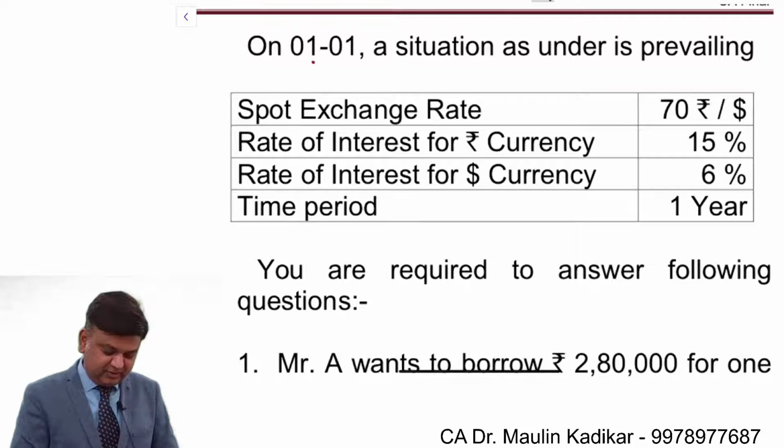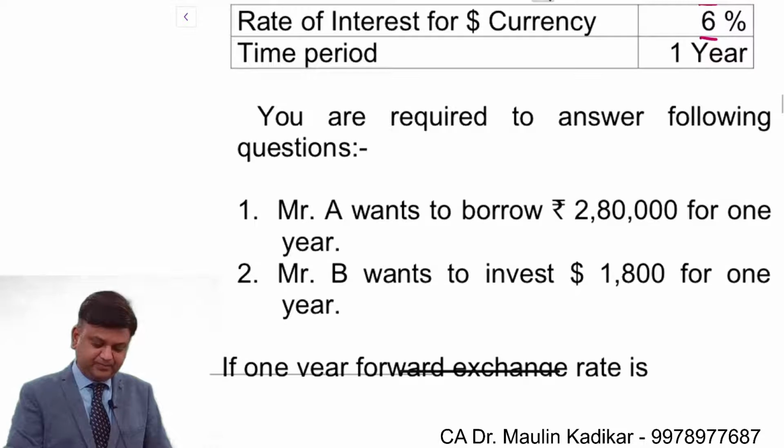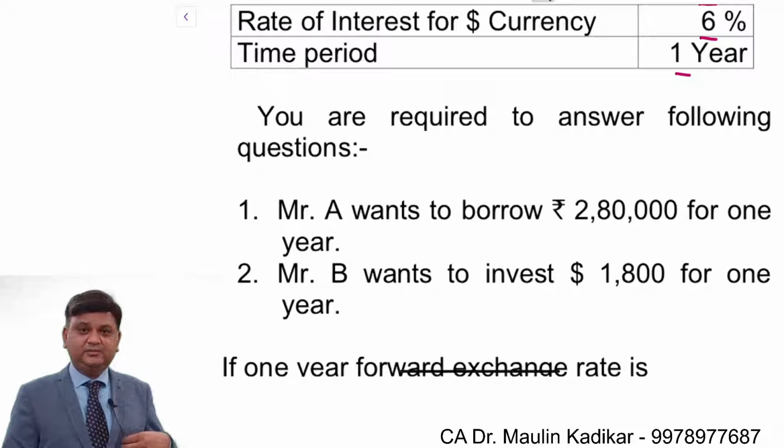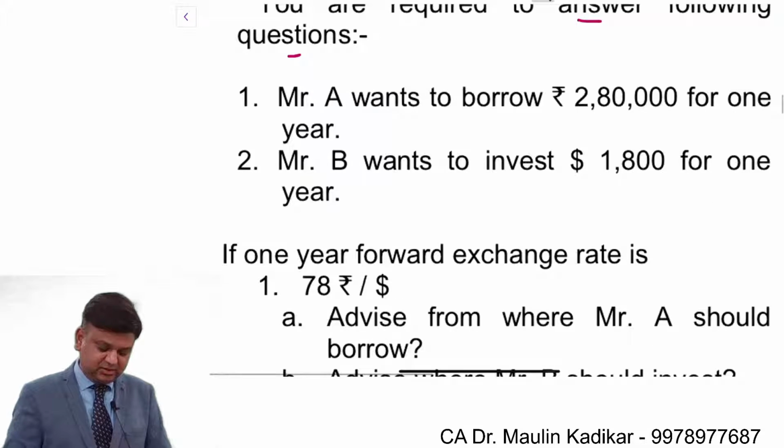On 1st of January, a situation as under is prevailing. Spot exchange rate is 70 rupees per dollar. Rupee currency rate of interest 15%, dollar currency 6%. Time period is 1 year. You are required to answer following questions.